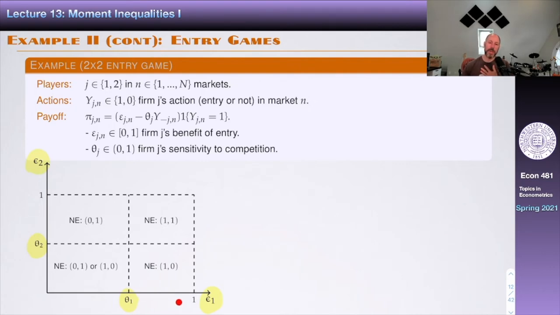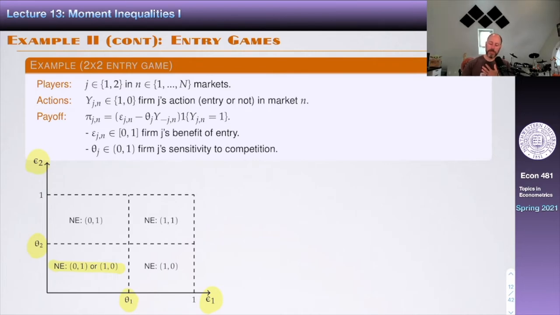If epsilon 1 is above theta 1, but epsilon 2 is below theta 2, then you have a situation where firm 1 wants to enter. Firm 2 would be happy to enter if firm 1 doesn't enter, but firm 1 does enter. And so (1, 0) is the equilibrium, right? And then you can see the same situation over here. And here is the issue that we see, which is when both epsilons are small, there's only room for one firm to be profitable. And so it could be that firm 1 is profitable or firm 2 is profitable. So (0, 1) and (1, 0) are both equilibria in this market, and we don't know which one happens.